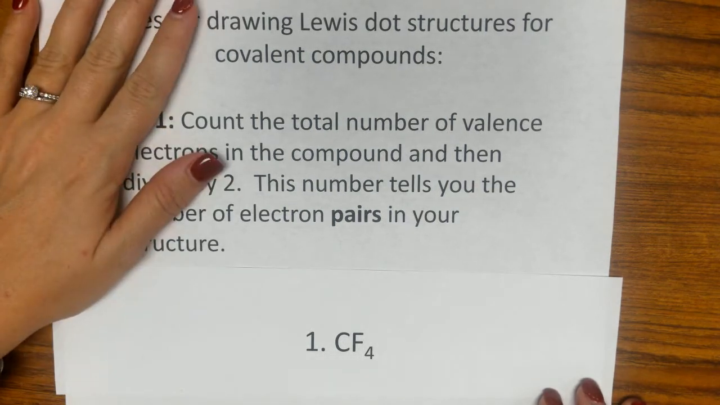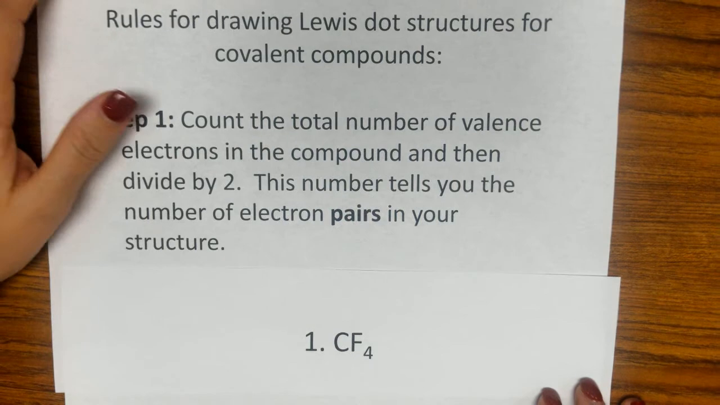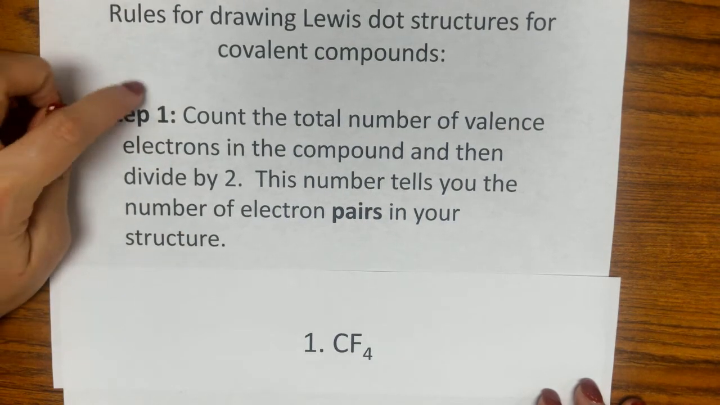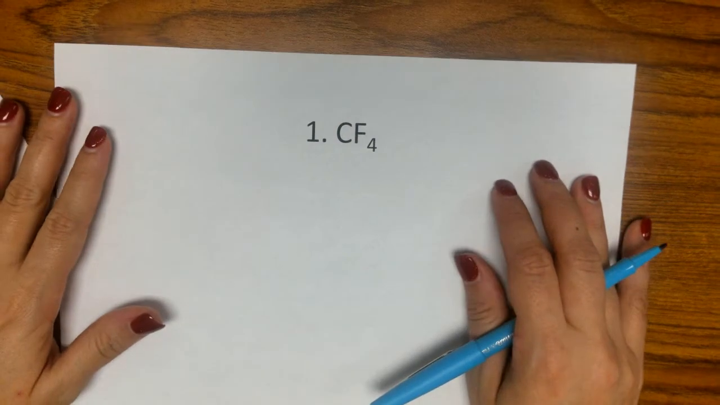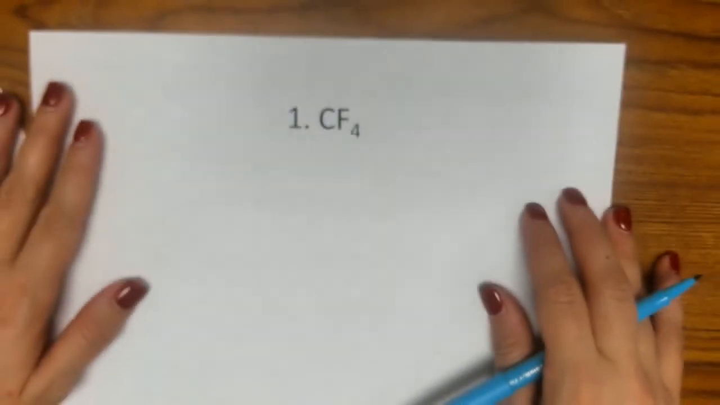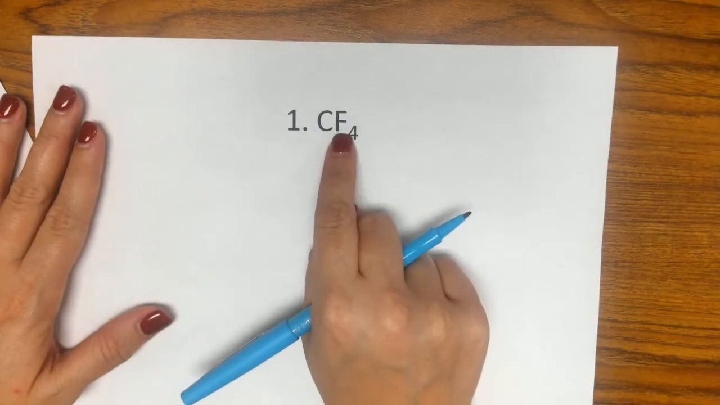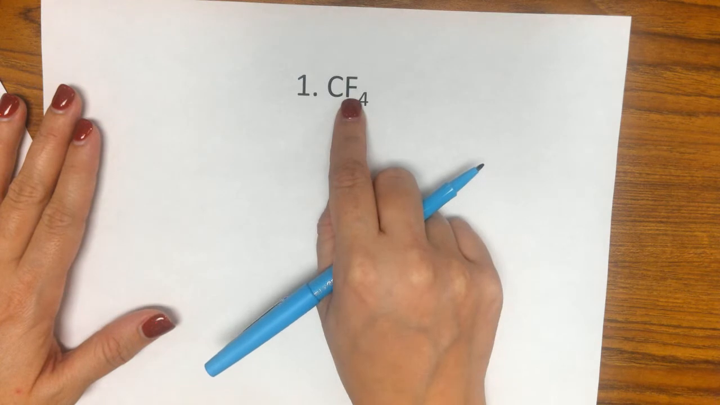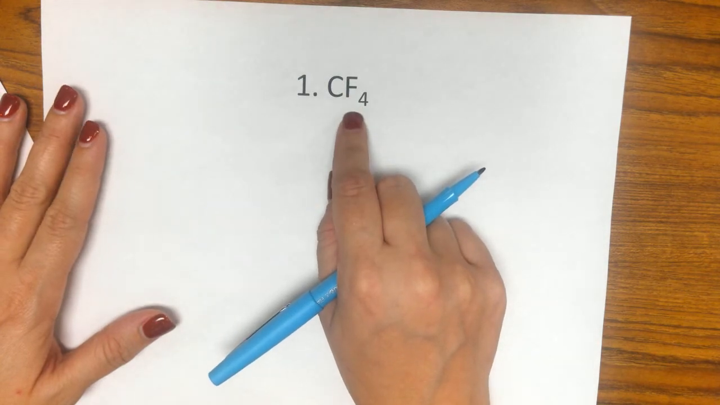Okay, and so you should have this and then somewhere where you can draw your examples out, because I'm not going to leave this on the screen. So step 1, it says count the total number of valence electrons in the compound and divide this number by 2. This tells you how many electron pairs are in your structure. So we're going to draw for CF4. We need to count how many valence electrons there are.